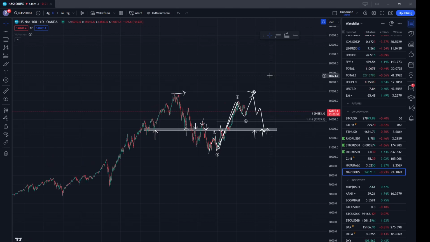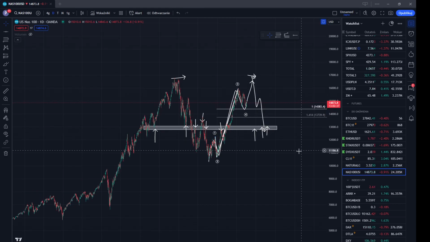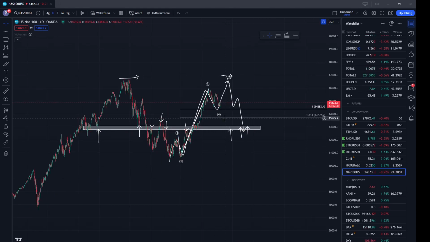Is there anything that would invalidate this scenario? So for me, the invalidation of this scenario is if before we reach an all-time high, we start closing beneath 13,739. If I see at least weekly closes, 2 consecutive ones at least, then I have to update my plan simply.